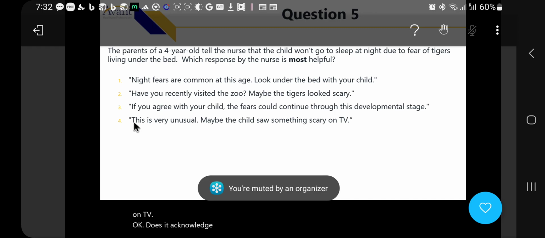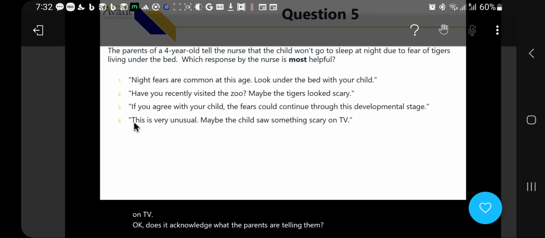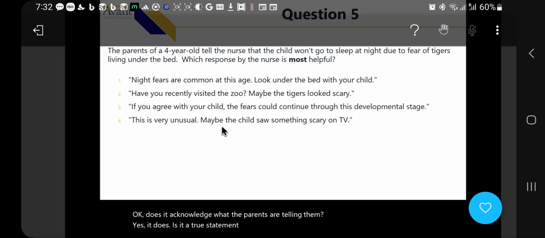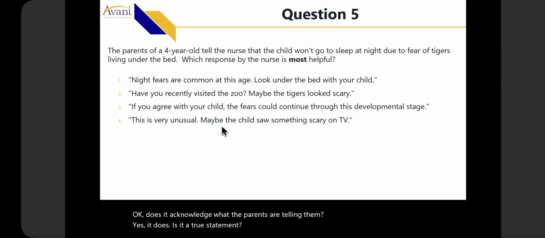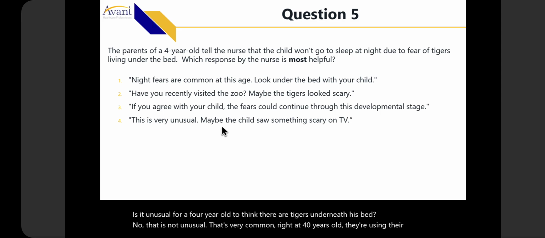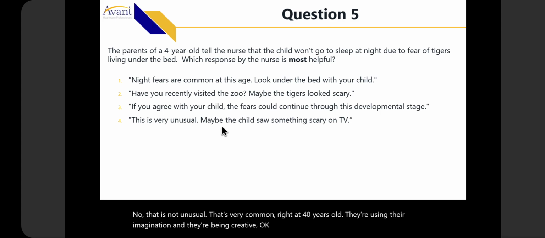Okay. Does it acknowledge what the parents are telling them? Yes, it does. Is it a true statement? Is it unusual for a 3-year-old to think there are tigers underneath his bed? No, that is not unusual. That's very common, right? At 4 years old, they're using their imagination and they're being creative, okay? So it's very normal for them to experience these things, okay? Very, very normal.